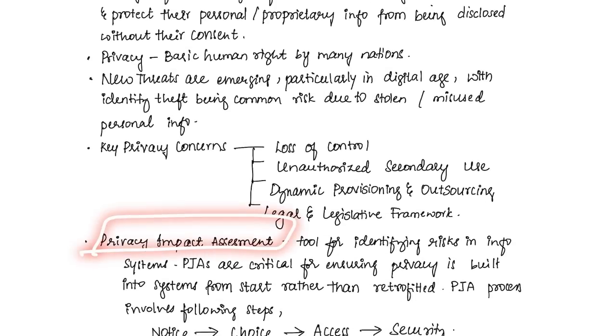Next we have privacy impact assessment. Privacy impact assessment, or PIA, is again an important topic. It can be asked together. Privacy impact assessment is a tool to identify the privacy risk in the information system.